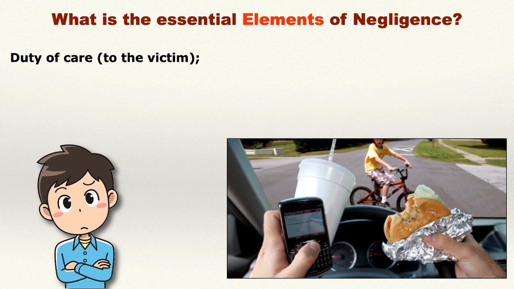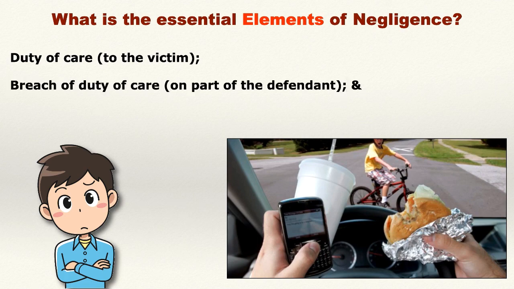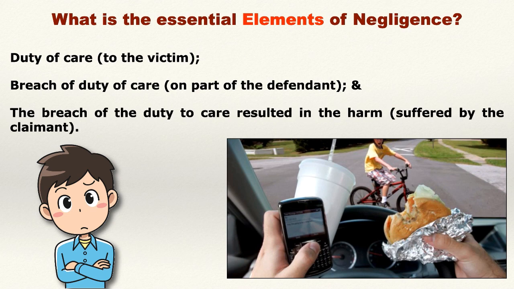Okay, the next one is breach of duty of care on part of the defendant, and the last one is the breach of the duty to care resulted in the harm suffered by the claimant. Okay, so now let's understand all these three essential elements, though we will discuss in detail on subsequent slides, but now you first understand it in brief.